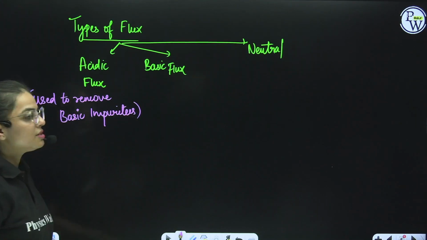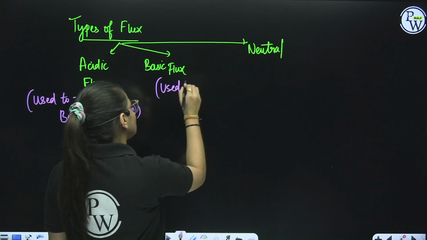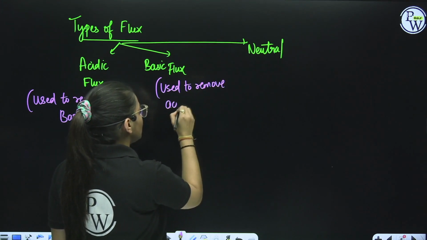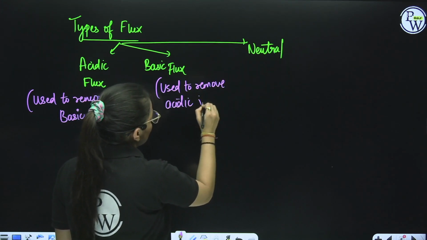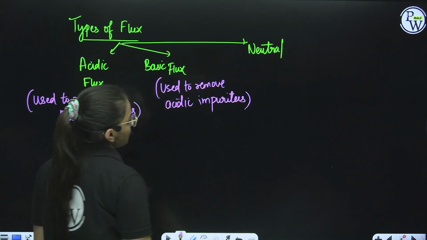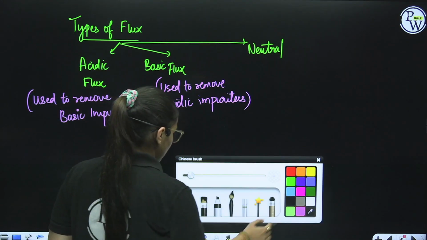Basic flux is used to remove the acidic impurities. Yes. Now see students, let's take a few examples to understand in depth.